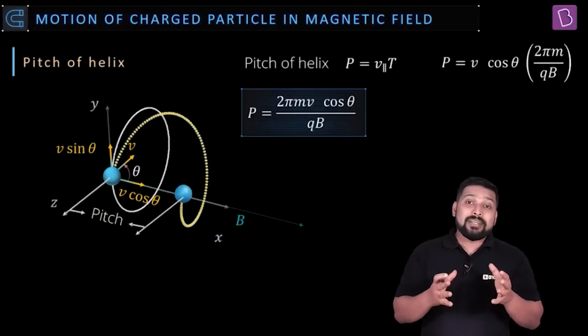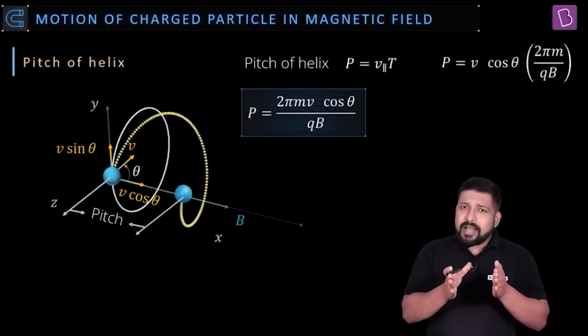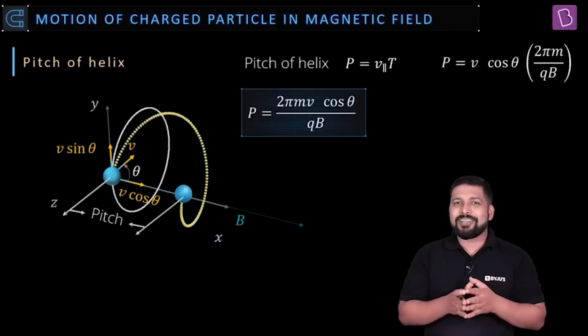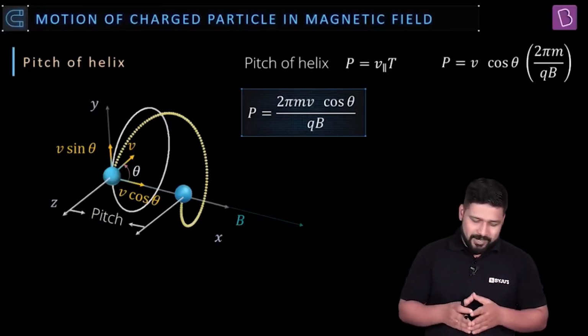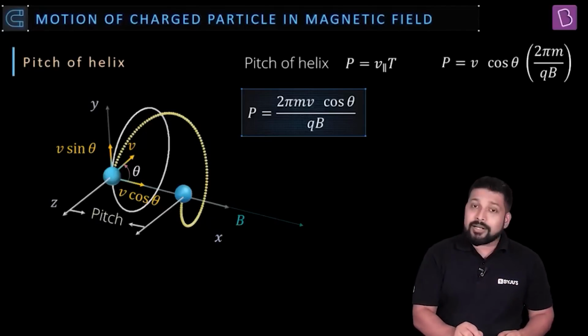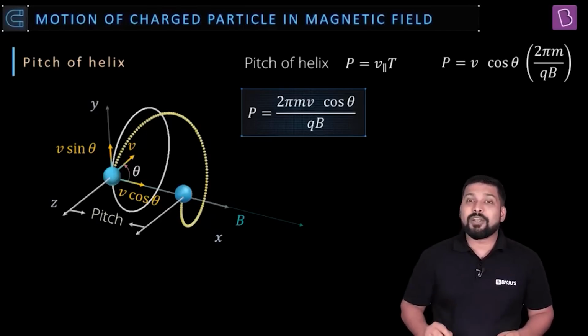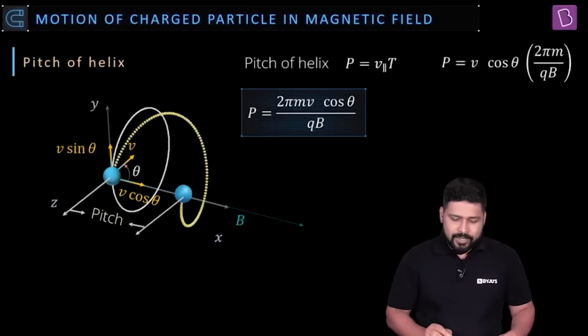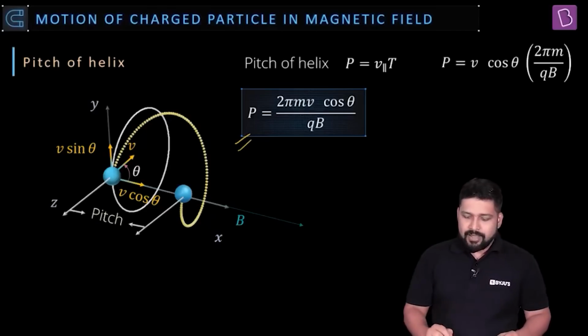All right, and the distance traveled in one time period along the direction of the magnetic field is called what? Is called the pitch. And this is how we can calculate the value of the pitch. Clear with this? Okay.